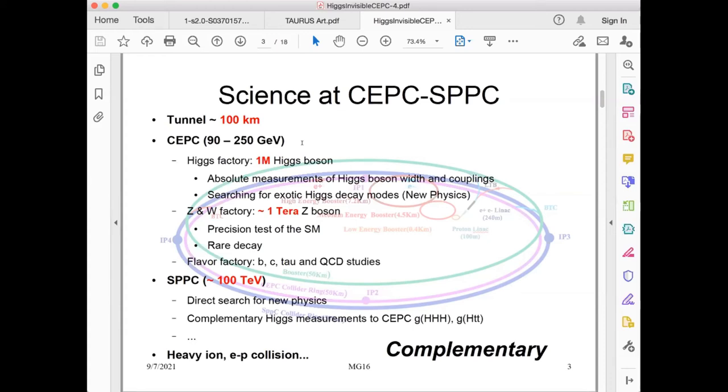And in the long future, because of the circular nature, it can also be upgraded to a proton collider with a center-of-mass energy of the order of 100 TeV. So altogether, it makes a very intensive, interesting and complementary science program for many, many decades.